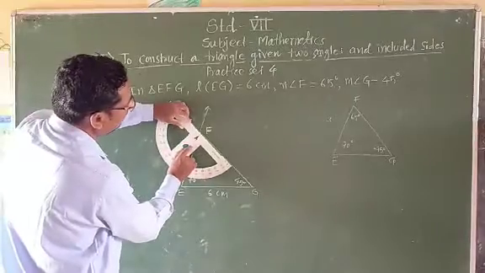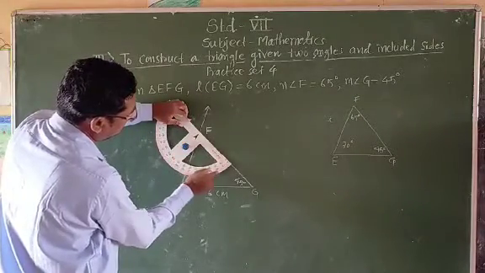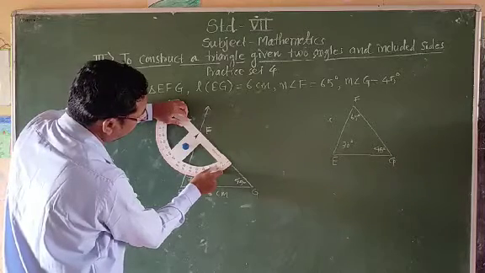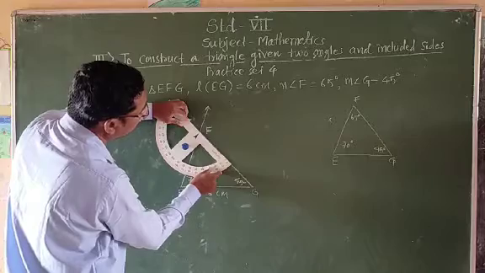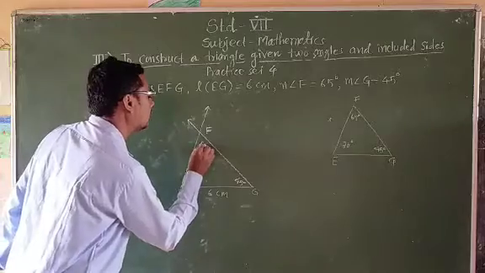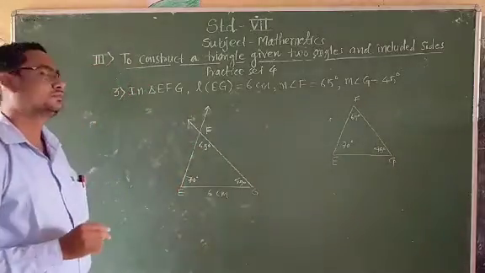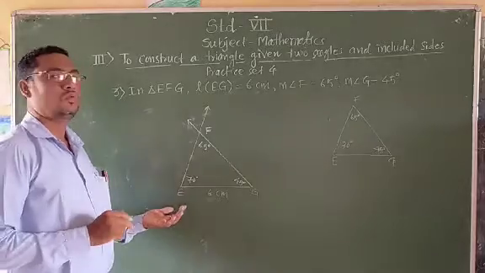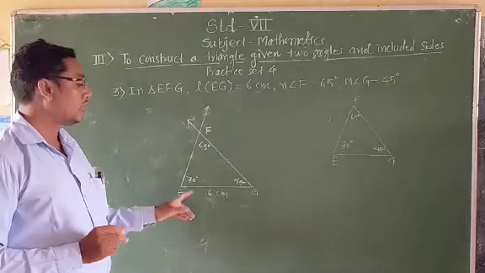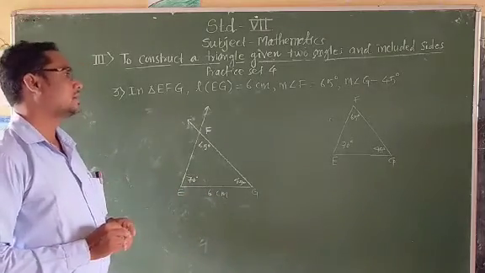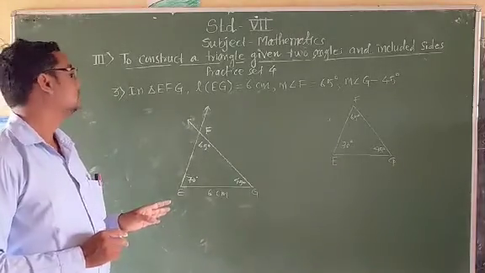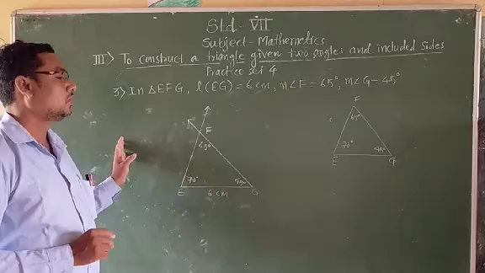Exact 65 degree. Look here, after 60, count the 5 lines. Look here, we get the exact 65 degree, okay. So, like that, we have to construct this triangle. Two angles, and one included side is given. Then we have to construct this triangle. Okay, so this is our practice set 4.